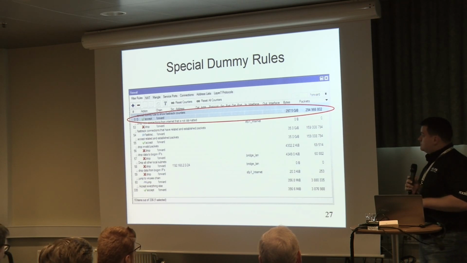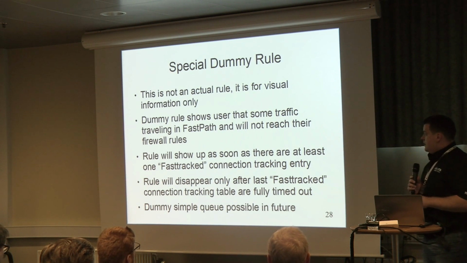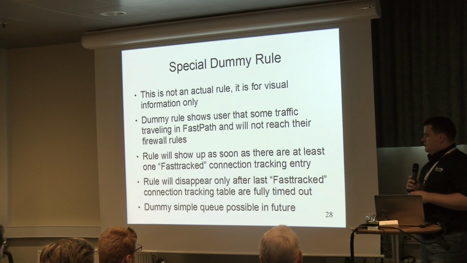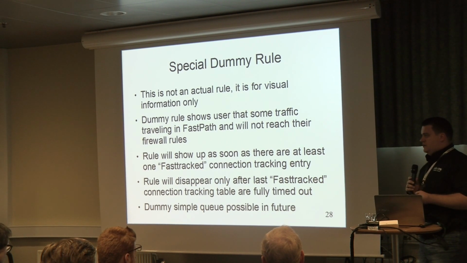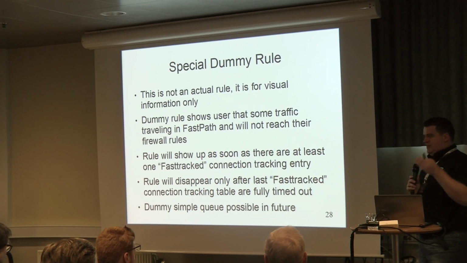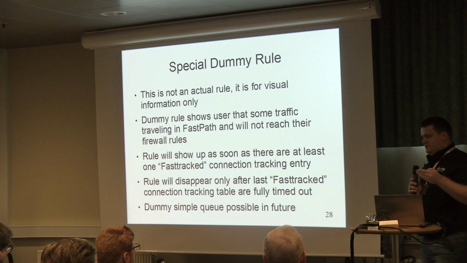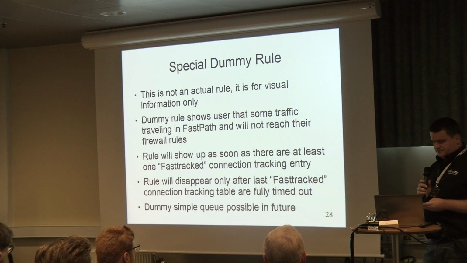This rule is created as soon as you have at least one fast-tracked connection in connection tracking, and it will stay there until the last connection with the fast-track flag is closed or timed out from your connection tracking. So it's not like I enable the rule and the dynamic rule appears, I disable the fast-track rule and the dynamic rule disappears. It's based on entries, not on the state of your rule.